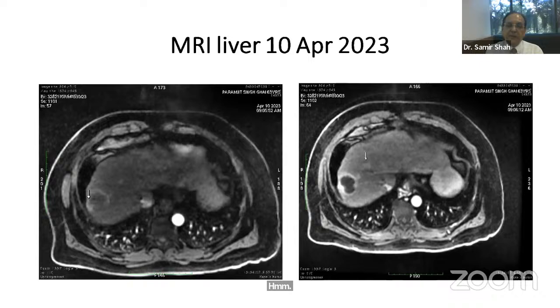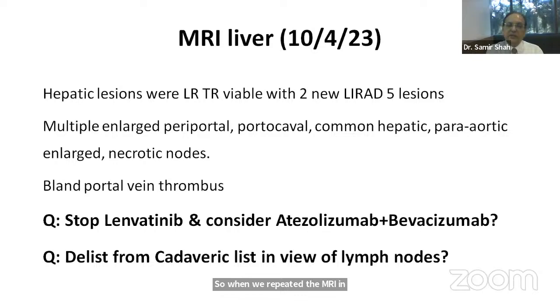So when we repeated the MRI in April 2023, the hepatic lesions were still viable and there were two new LI-RADS 5 lesions, noted with enlarged lymph nodes and a bland portal vein thrombus. So here, with the initial successful lenvatinib therapy, now there are new lesions. Should we be considering stopping lenvatinib and now consider atezo-bev? Professor Lewis, would you like to come in as far as the choice of therapy to begin with and at this stage?